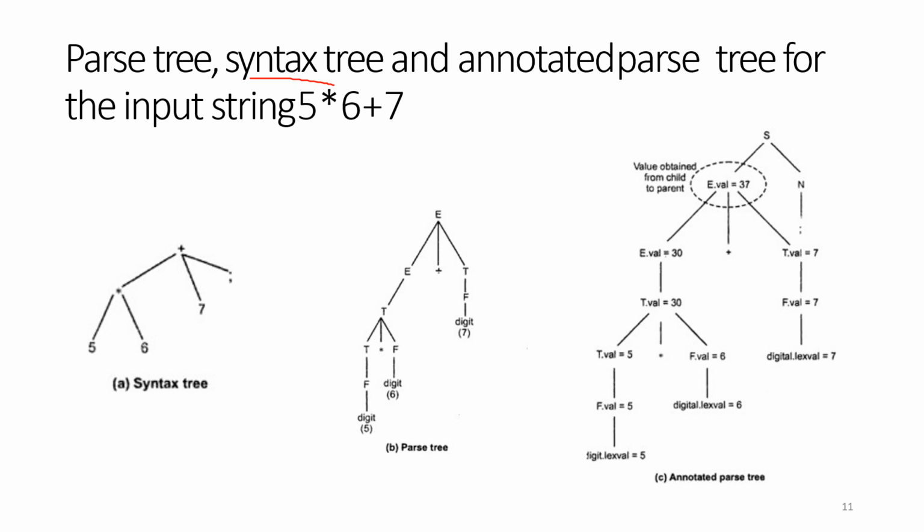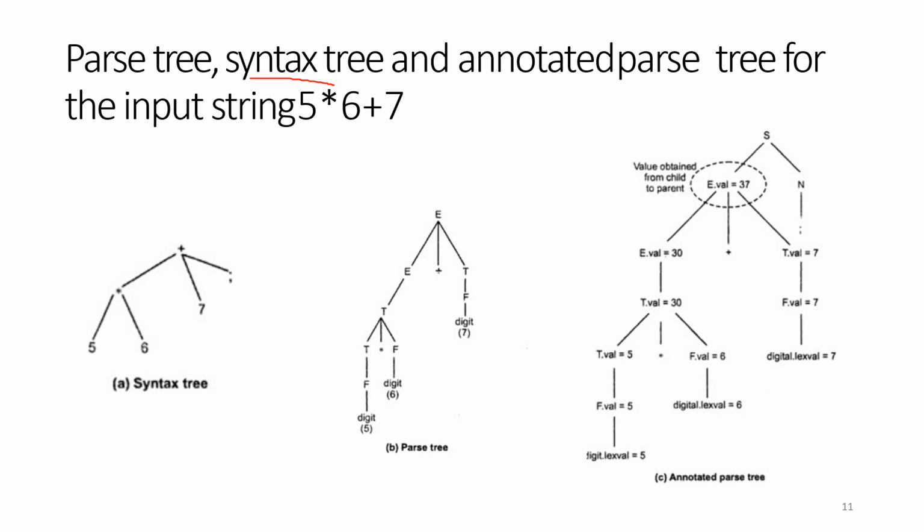What is an annotated parse tree? An annotated parse tree has a value, an attribute along with each grammar symbol. E dot val is an attribute which represents a numerical value. T dot val, F dot val, and F dot val is digit dot lex value. Lex value means the lexical analyzer gives a value to this phase, that is the semantic phase. This is called an annotated parse tree.